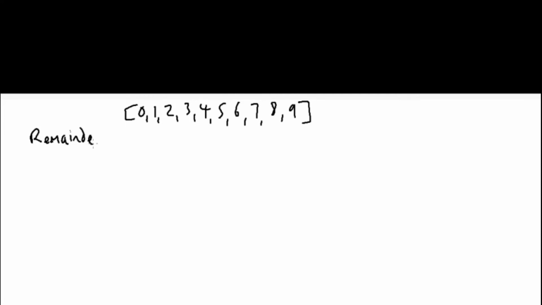We start with our list. So 0, 1, 2, 3, 4, 5, 6, 7, 8, 9. So we've got our list of integers, and let's say we want to find the 10,000th permutation. So this is the first permutation, so we want to go 9,999 permutations forward. So we start with a remainder, which is 9,999.